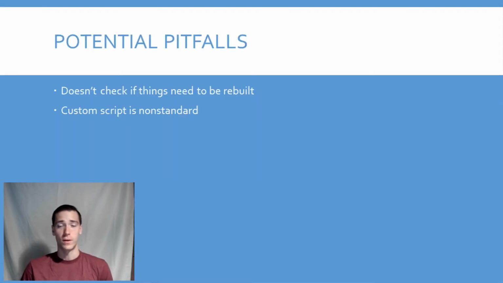Pitfalls, reasons you might not want to do this in your own projects. It doesn't check if things need to be rebuilt, which Make does for you with hashes or checksums or something. Could implement something like that, no problem, but for now it's not part of it, and if the project gets big, it might take a while to build. And it's a custom script instead of using a standard thing, so that makes it really hard for anyone who is not me to understand it.